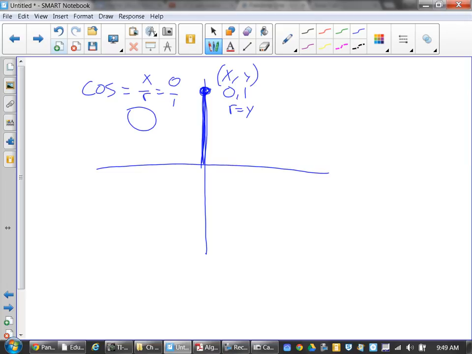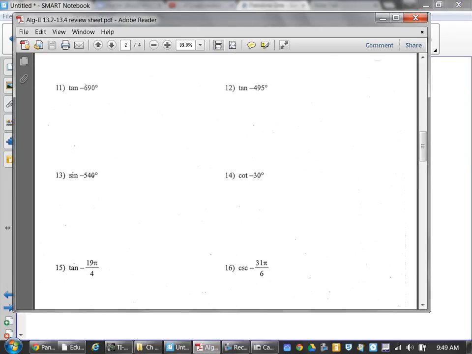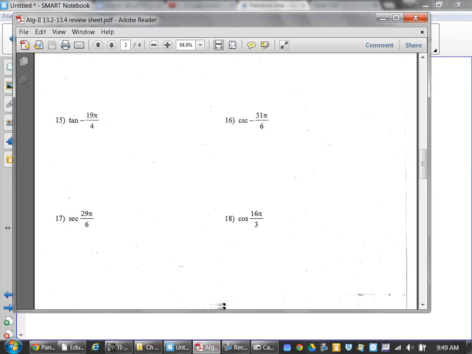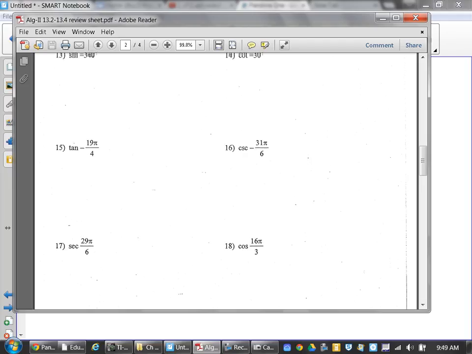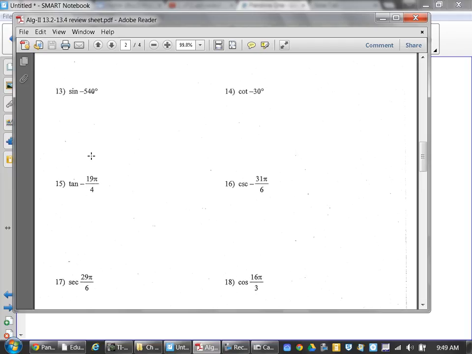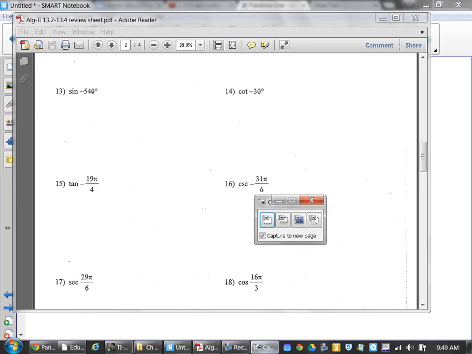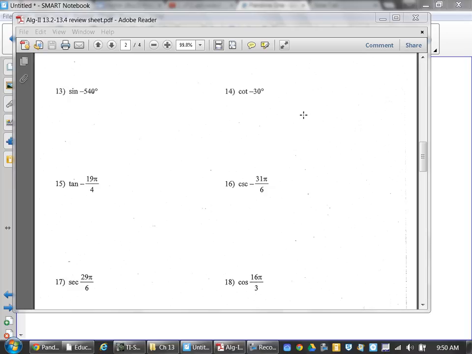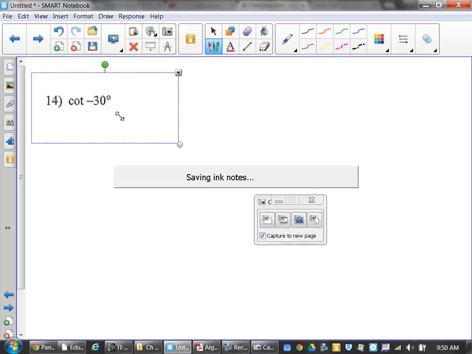Okay? So that's how quadrantals go. Stop me if you want me to do another degree one, or it's just going to go into radians. 14? Okay. Cotangent negative 30.